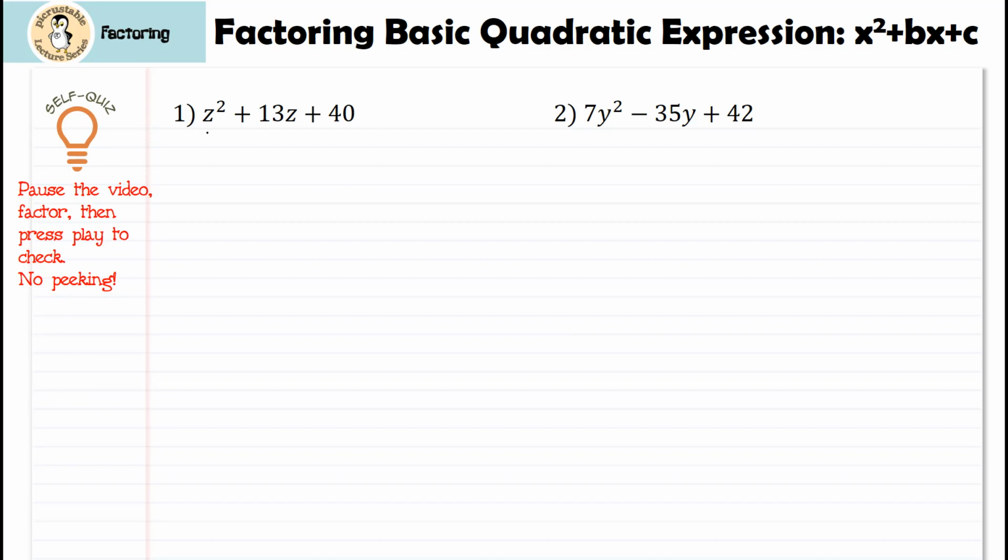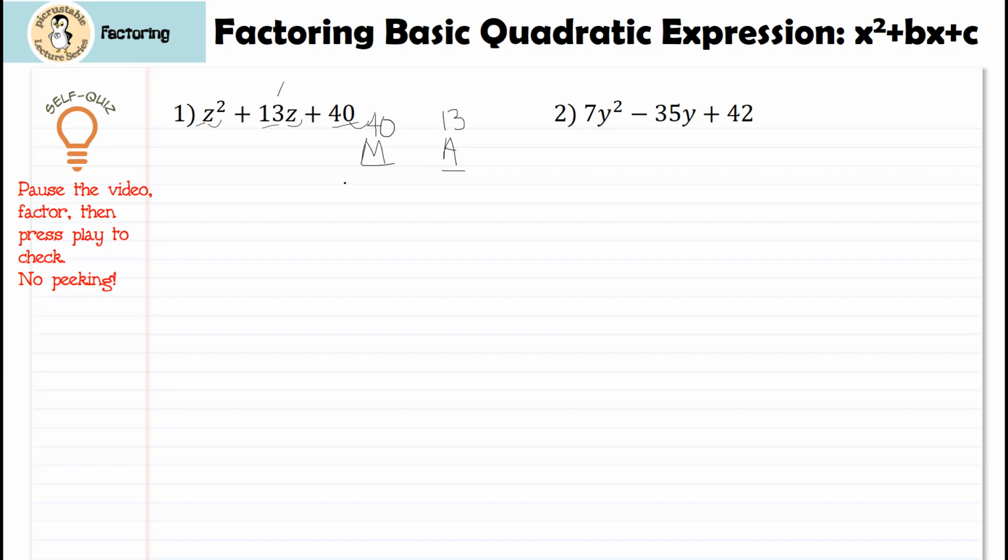The first thing we have to ask, is there a greatest common factor? Well, I have a 1, a 13, and a 40. So there's no greatest common factor there. I have z squared, z, and then no z. So nope, we don't have a greatest common factor. Let's figure out our multiplication and our addition. Well, we need to multiply to 40 and then add to 13.